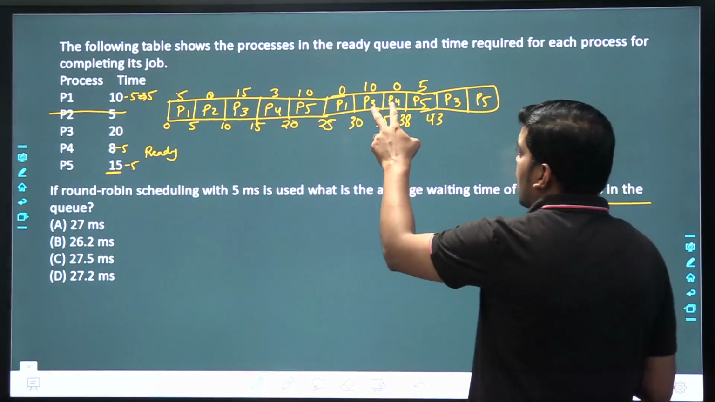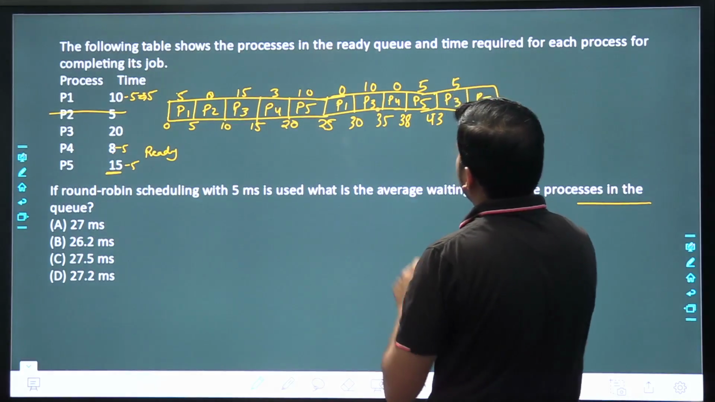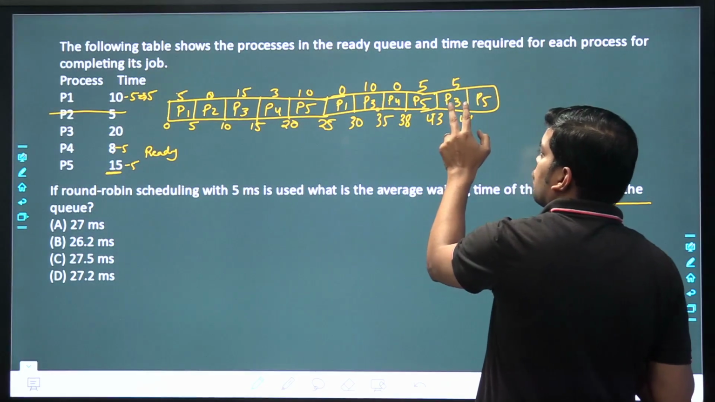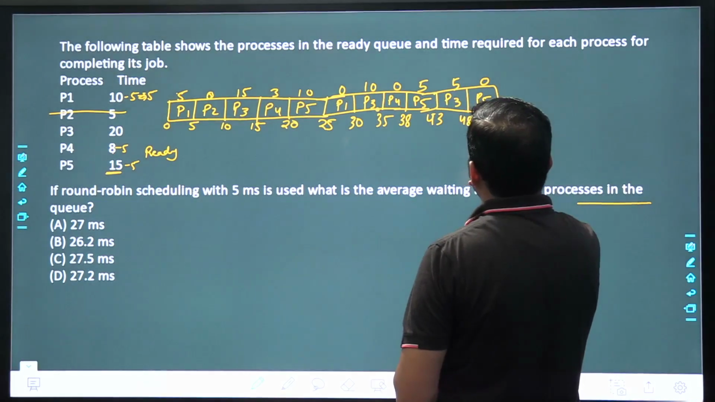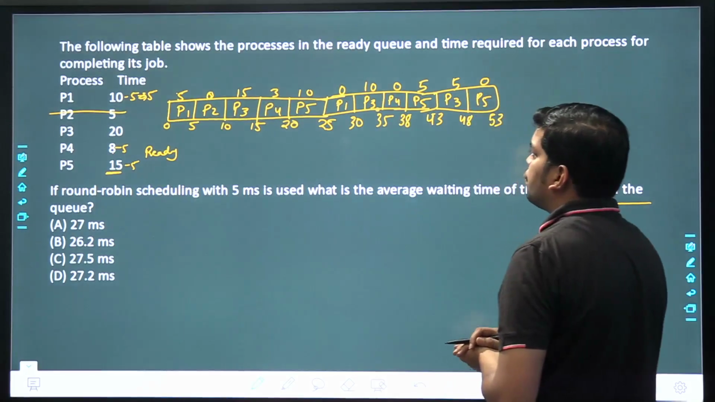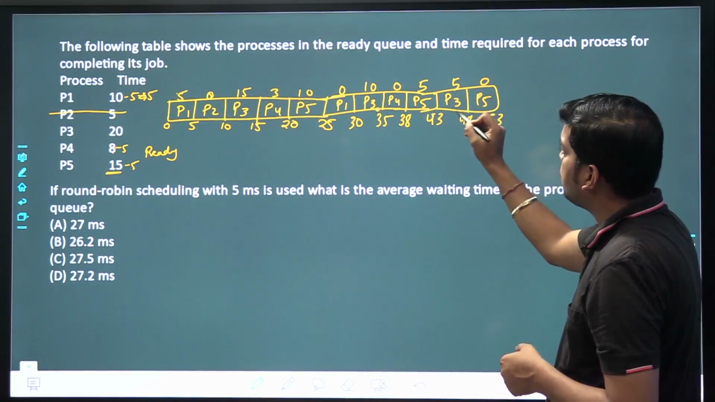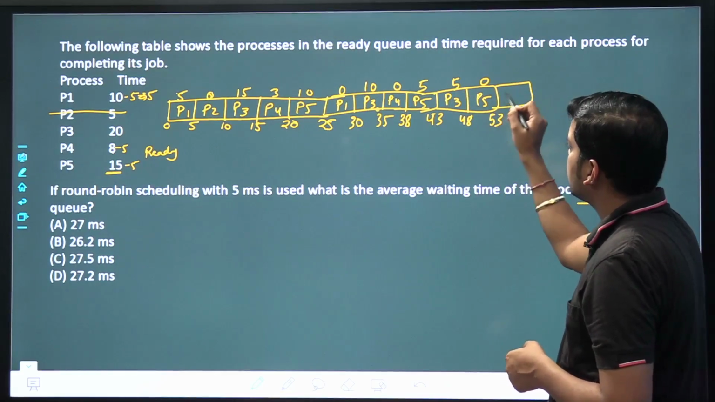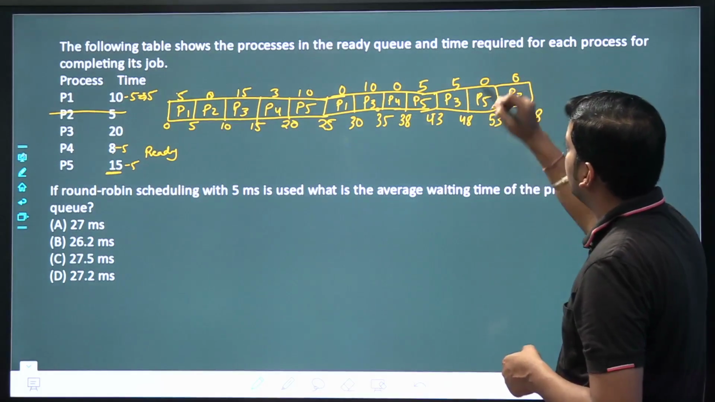P3 executes again for 5 units of time, and 5 is remaining because 10 was remaining here. Then P5 executes completely, 48 plus 5 is 53, and P5 will finish. Now only P3 exists, so we execute P3 last, up to 58, and P3 will finish.